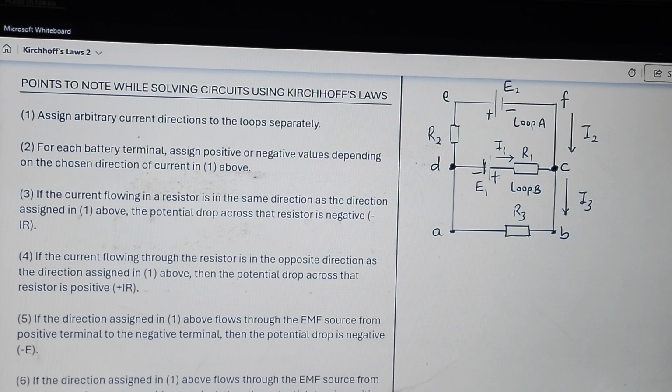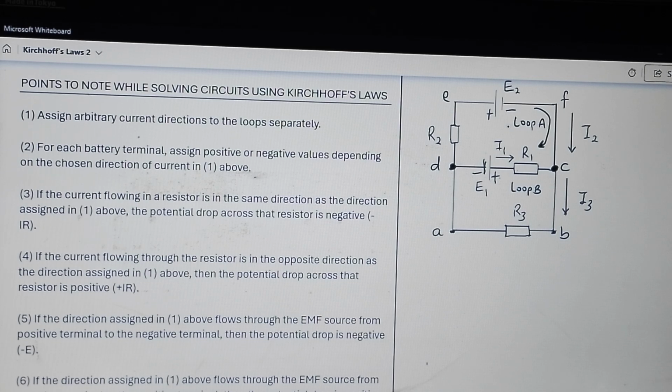Now, in this loop A, let me assume that the current flow is clockwise. So I just draw an arrow like this. You can see the direction. So I have assumed that the direction of current flow is clockwise. You can use anti-clockwise.